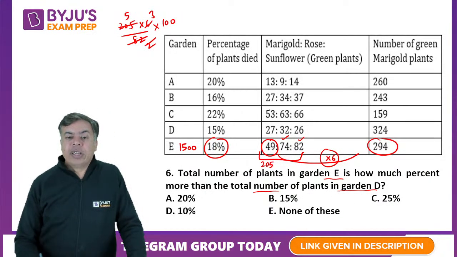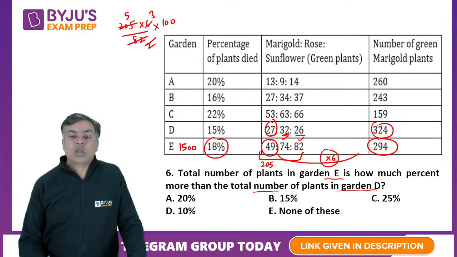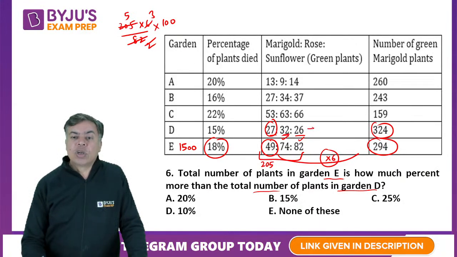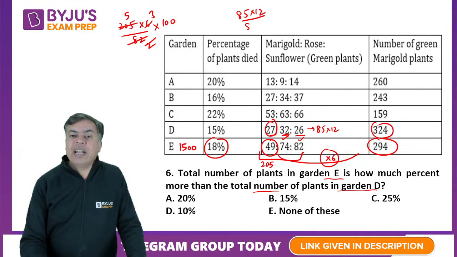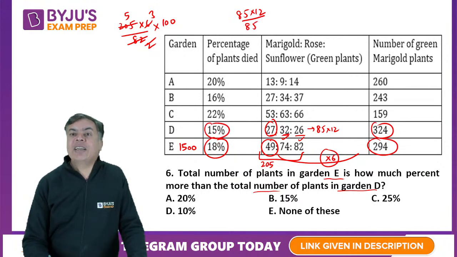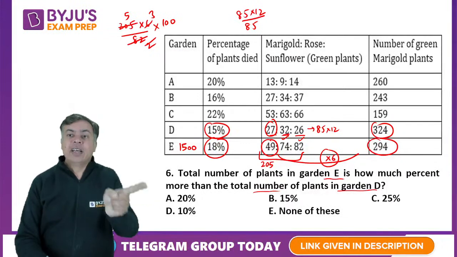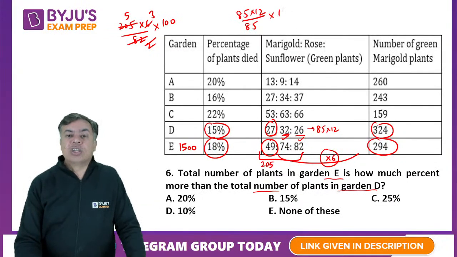Now D total is 27 into 12. I told you into 12. So 27 and 32 and 26. So 27, 26 is 53, 53 and 32. So this will be 85. So total is 85 into 12. Now 85 into 12 would be 85%, because 15% died. So this will be 1200. So here the total is 1200.